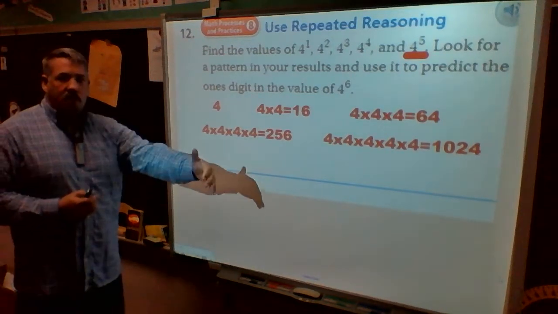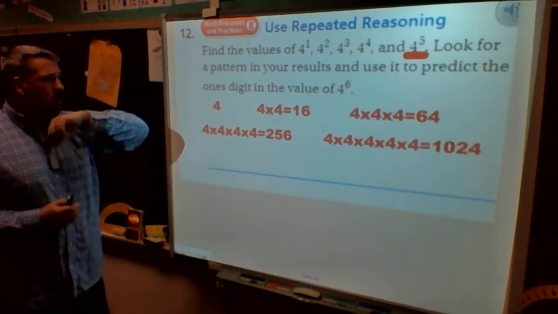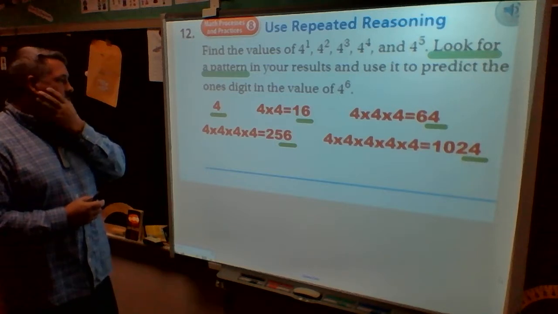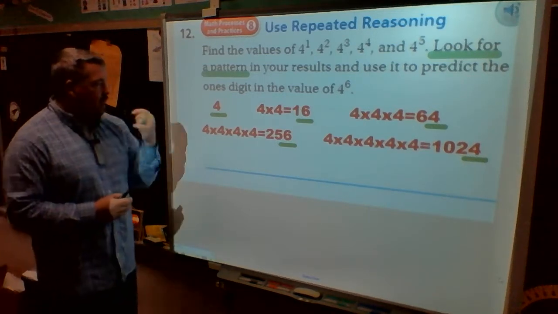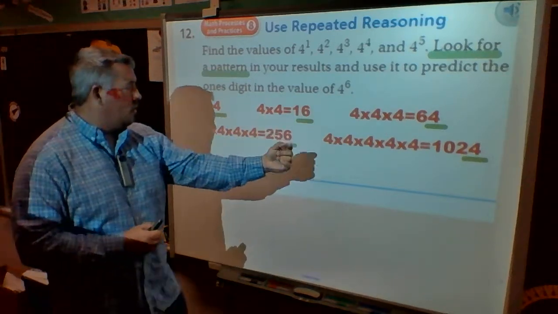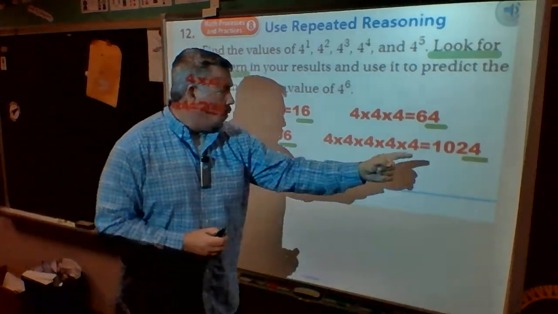Then I look at my next step in this question. Look for a pattern. Well, a pattern. The only pattern that I really see is if I look at my 1's position, I have a pattern of 4, 6, 4, 6, 4.